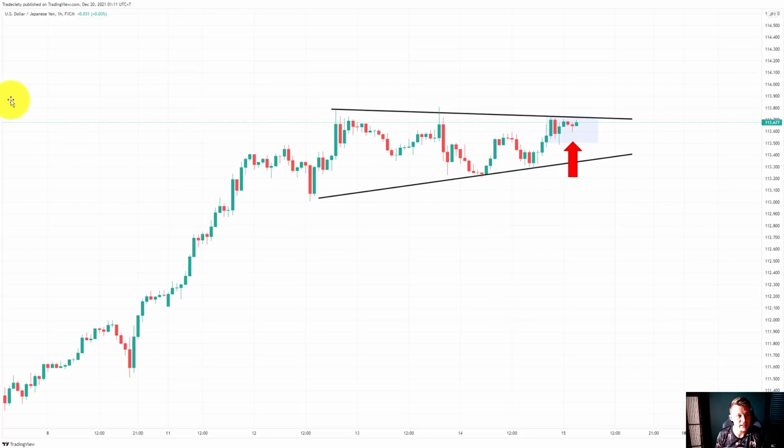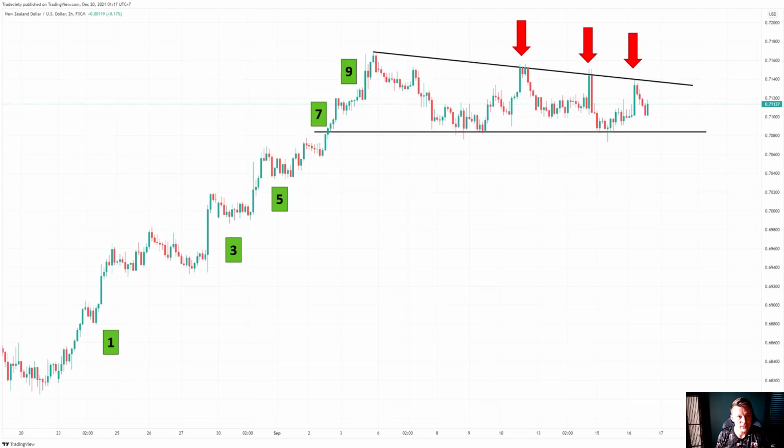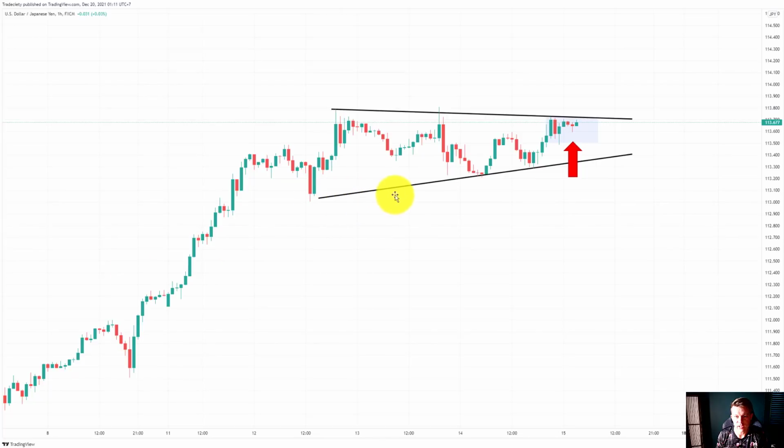But what is the difference here compared to, for example, the distribution? Whereas in the distribution, you can see after a trend, the market started to make lower highs. In the lower bounce, you can see we are still making higher lows. So there's a huge difference.